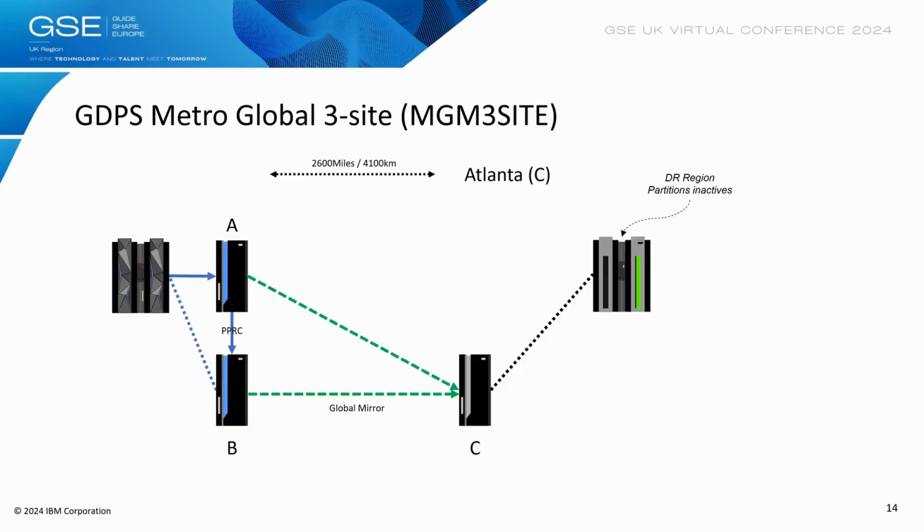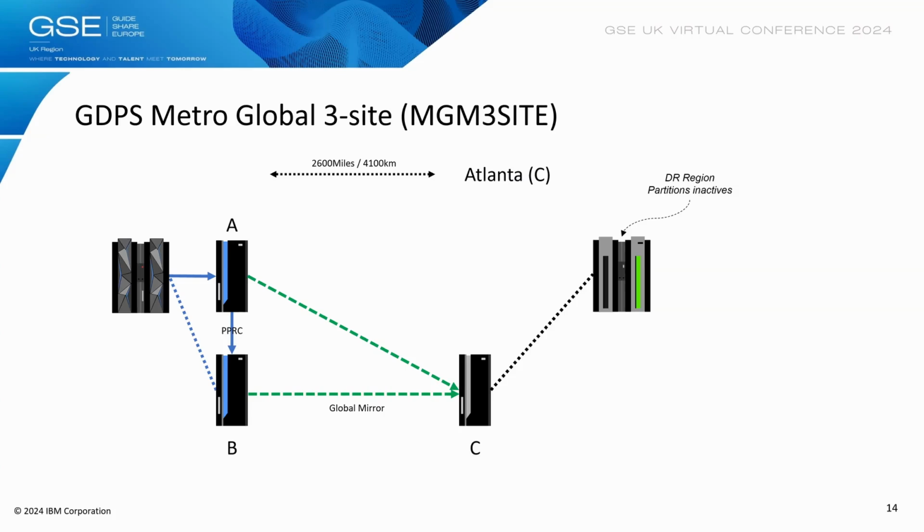And now let's discuss the different solution, the different implementation actually that you can make with GDPS. So GDPS Metro Global GM is available in 3 or 4 sites. The GDPS Metro Global 3 sites provides local continuous availability with GDPS Metro on the production region, A and B that we can see here, and disaster recovery at extended distance with Global Mirror between the production region and the recovery region.